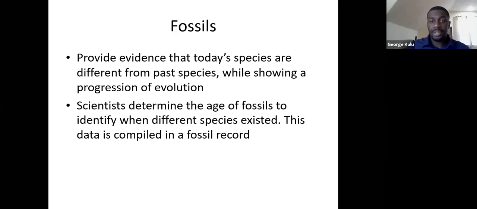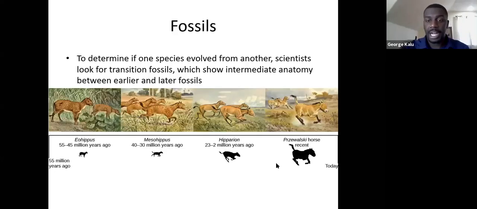Okay. So for example, here we've got the progression of a current species of horse. Okay. So here we've got the horse, and this is what exists today. But if we look in the past, we saw some organisms that looked very similar to the horse. Okay. So if we go back to about 55 to 45 million years ago, we see a particular species of organism called the Eohippus. That was the initial horse ancestor. And so one thing that we want to do when we're looking at fossils is look for what's called transition fossils.